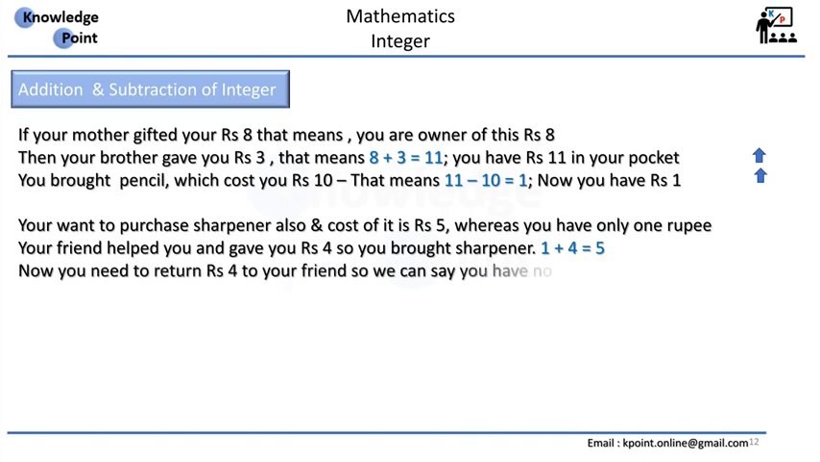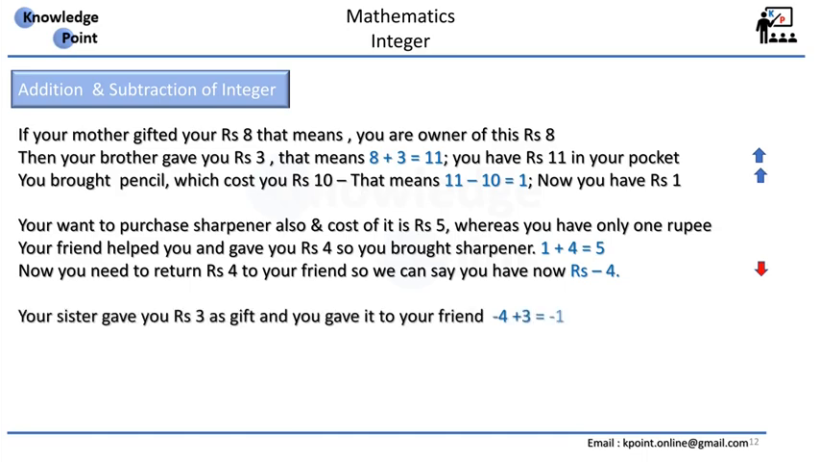Now you need to return this 4 rupees to your friend, right? So that means it's a negative. You have minus 4 rupees in your pocket. In a practical situation there is no such minus 4 rupees, but 4 rupees you need to give to your friend. So it is indicated with a minus sign.